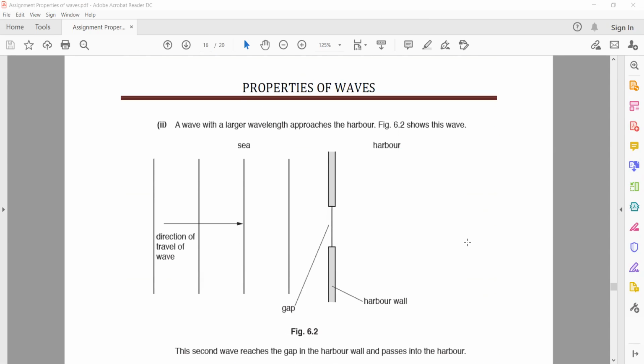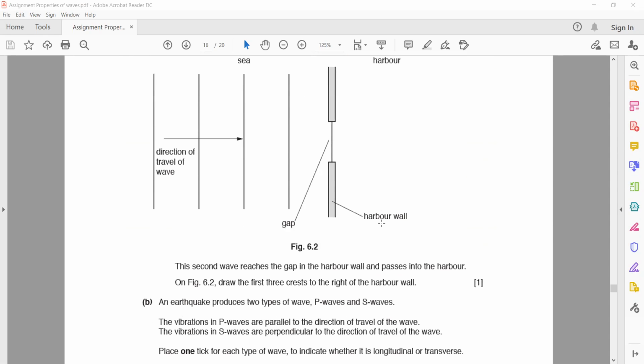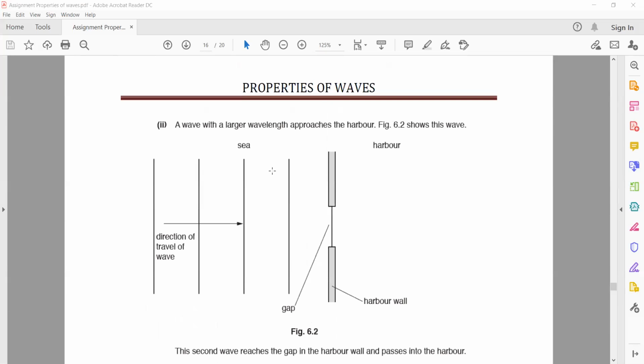A wave with a larger wavelength approaches the harbor. Now the second wave reaches the gap and passes. On the figure, draw three crests. As you can see, the wavelength is larger than the gap size, or the gap is smaller. So diffraction will occur, greater diffraction. So it will be a curve.